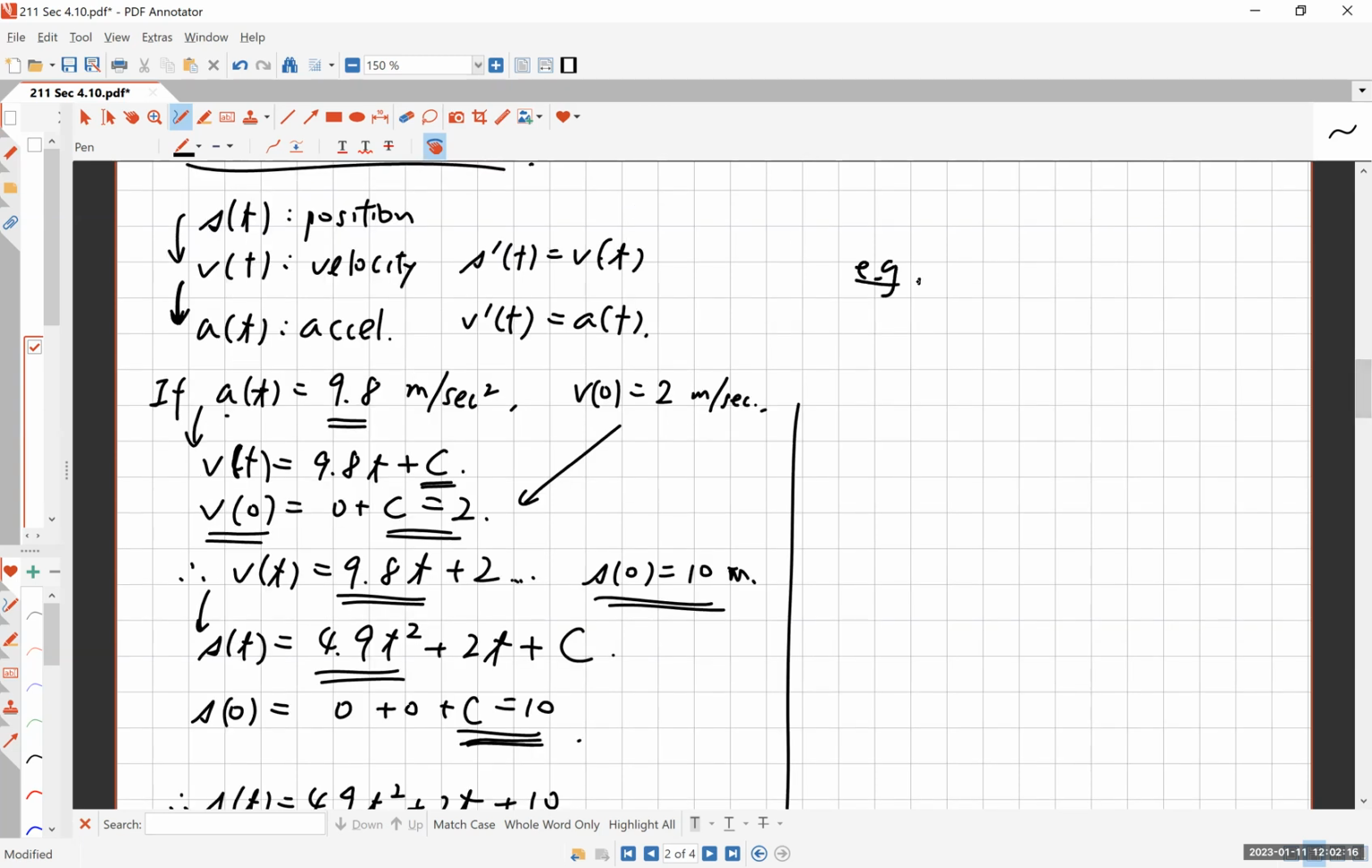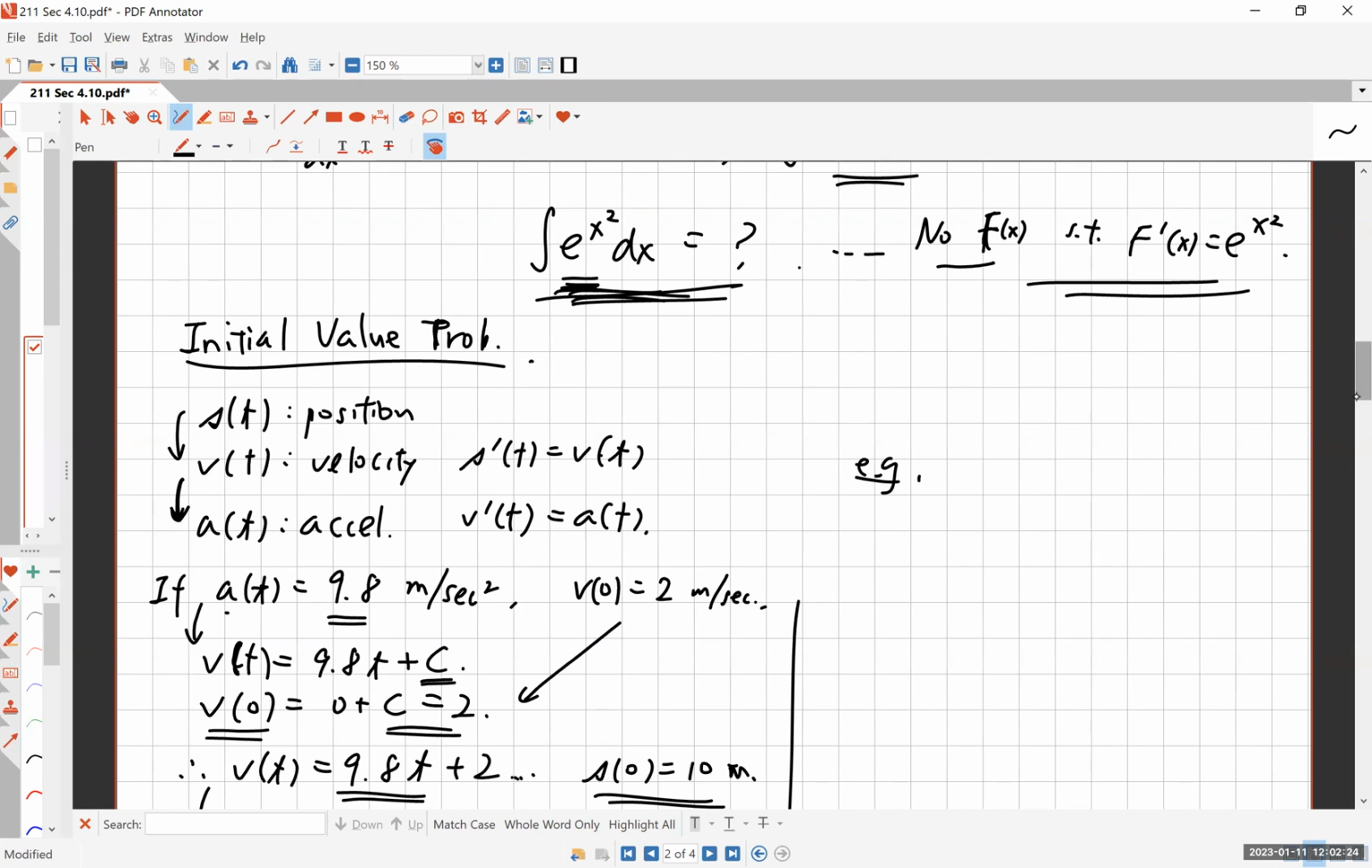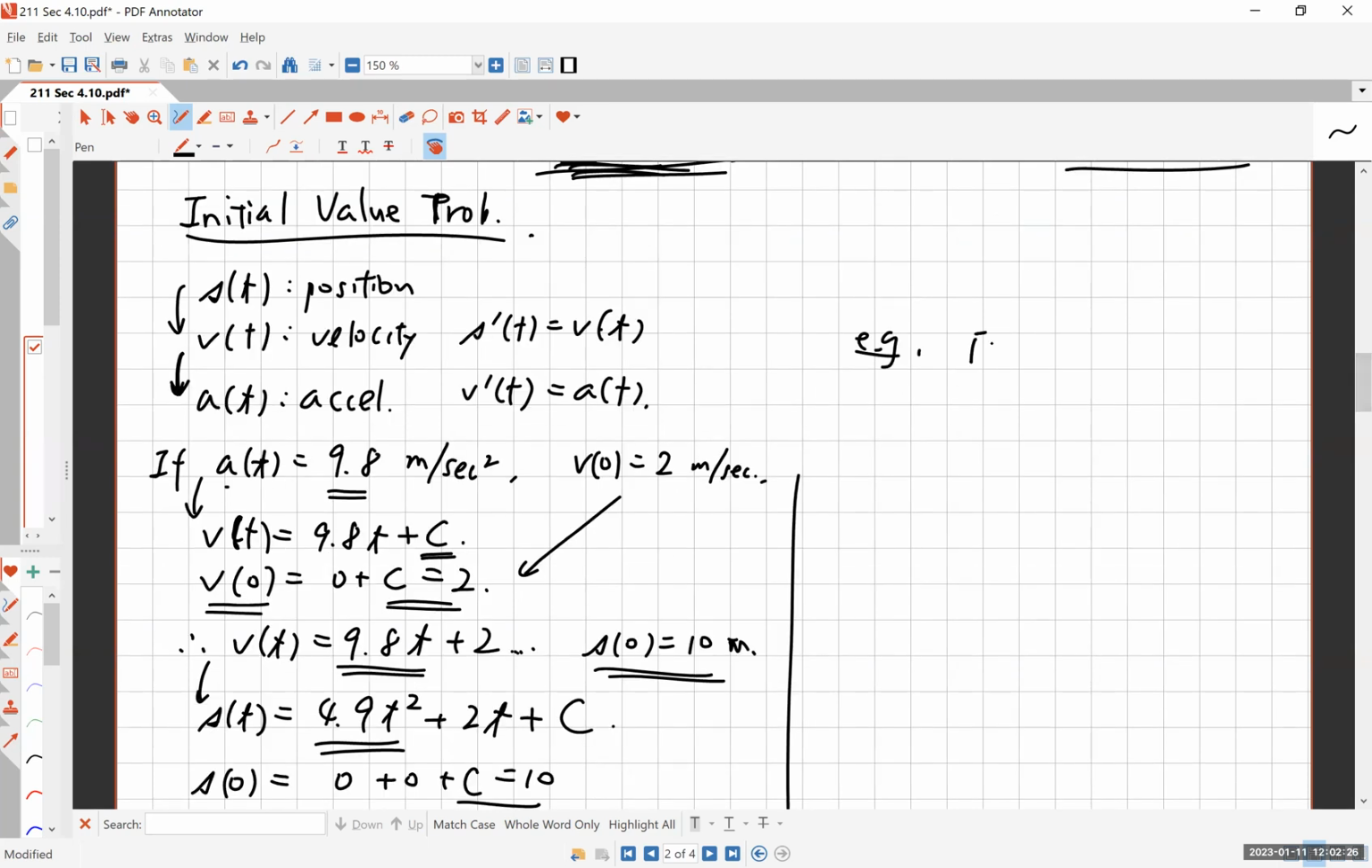All right, I'm going to conclude section 4.10 and therefore chapter 4 with this one example of an initial value problem, maybe a little more abstract, okay? Find y, where you know that the derivative is x cubed and y at 0 is 5. Can you do that? Yeah, I think you can, right? Because y happens to be the antiderivative of x cubed such that y of 0 is 5, okay?